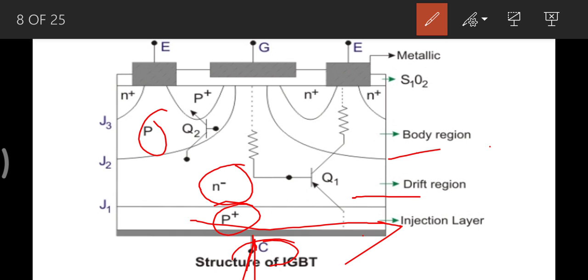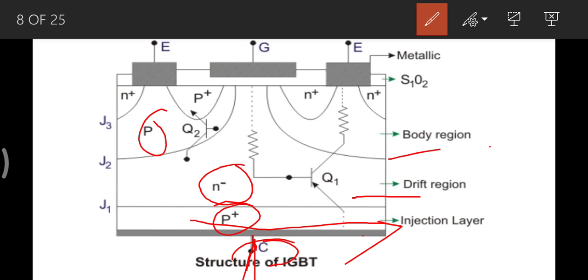So here we have to identify one thing: what is N plus and what is N minus. N plus indicates the heavily doped N type material, and N minus indicates the lightly doped N type material. Here also, P plus indicates the heavily doped P type material.